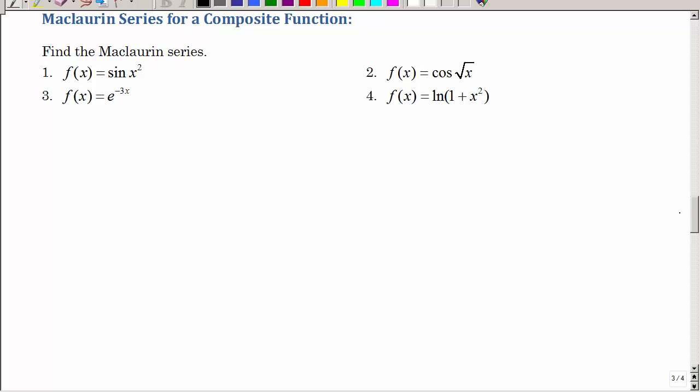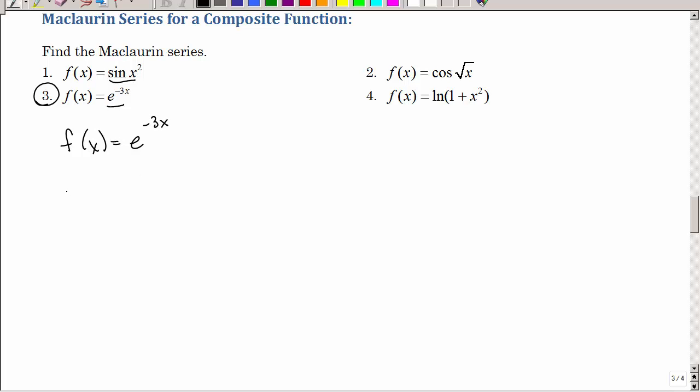We can use those known series that we just developed for e, sine, and cosine to get Maclaurin series for things that are a little bit more complicated, such as the sine of x squared or e to the negative 3x and so forth. All right, so I'm going to look at number 3. So f of x is equal to e to the negative 3x.